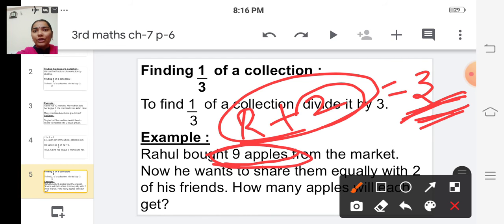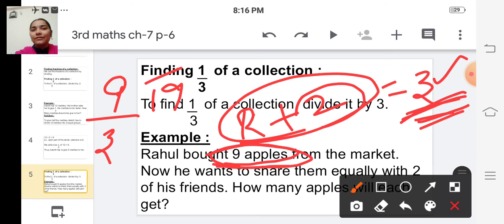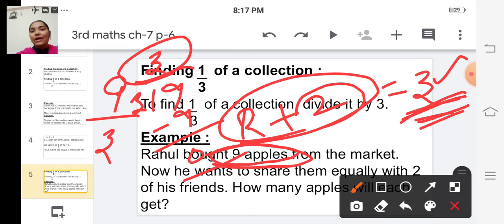That means we are going to find out 1/3 of 9 apples. So what we have to do? We have to divide this 9 by 3. Okay, divide 9 by 3. So 9 divided by 3 is nothing but 3 3s are 9. So each part will have 3 apples. So each member will have 3 apples.